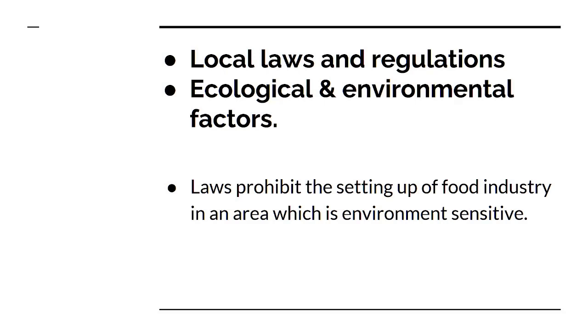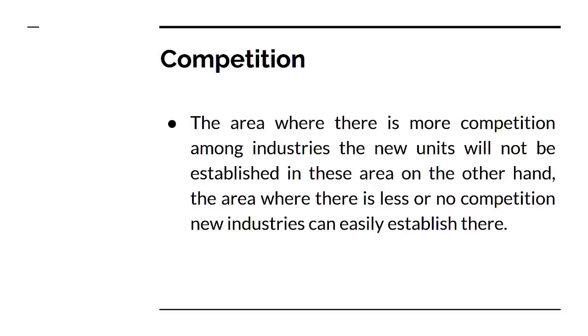Other factors are water pollution, air pollution. If food industry is emitting a large amount of pollution, then also some considerations are to be taken for setting up of a food plant. Competition. Area where there is more competition, new units will not be established. And on the other hand, area where there is less or no competition, new industries can easily be set up.